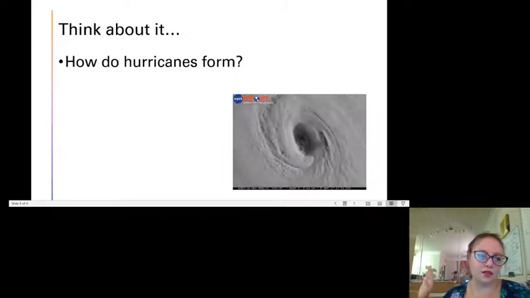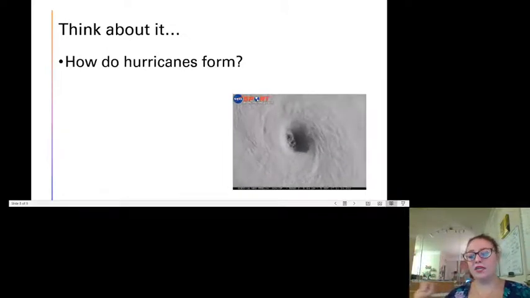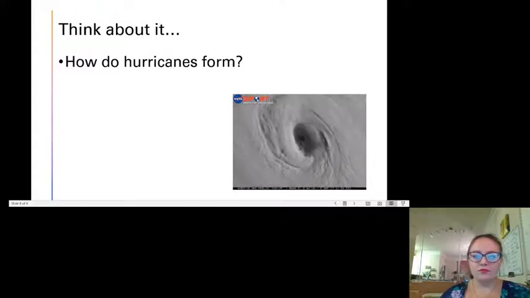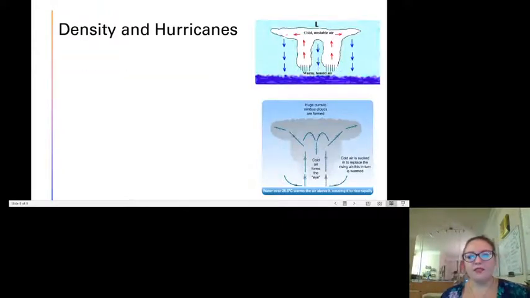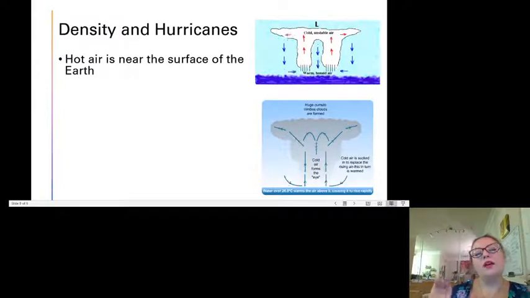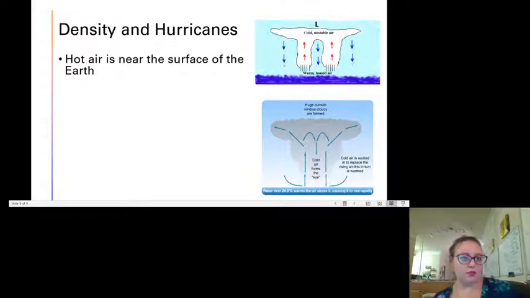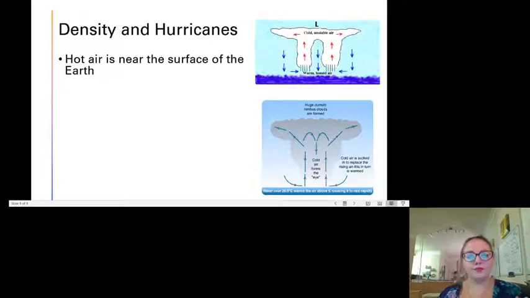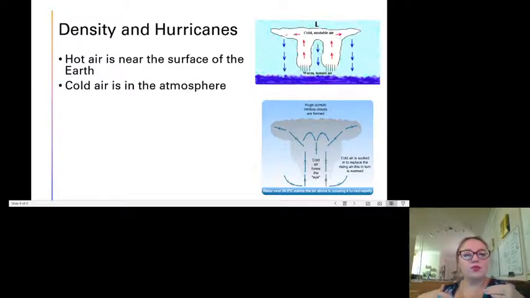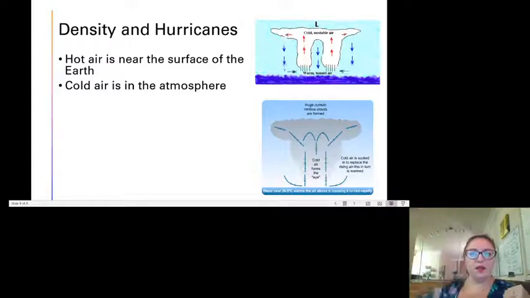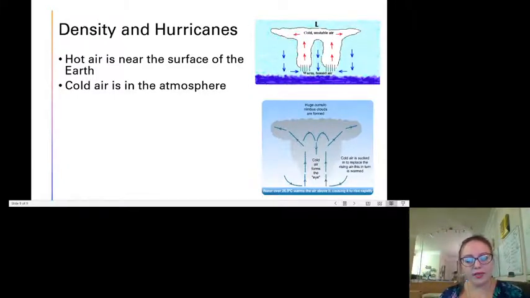So now let's think about this one. How do hurricanes form? So we've got this hot air near the surface of the earth, because remember, we have a hot core and all this magma around our core that makes the planet hot. So we have all this hot air near the surface. And if you think about it, as you go higher up, the atmosphere gets colder. So we have cold air higher up because you're further away from our warm planet.